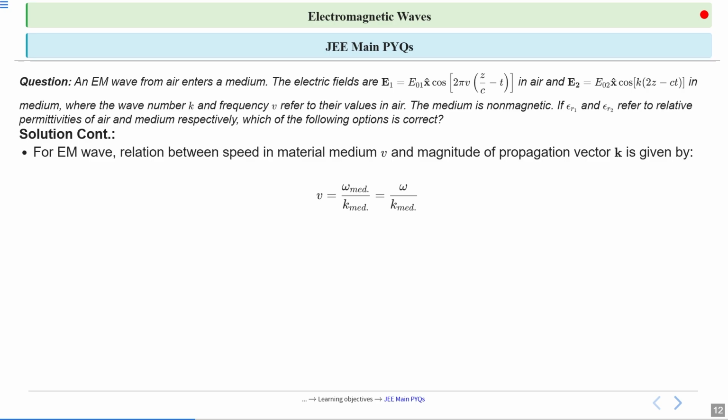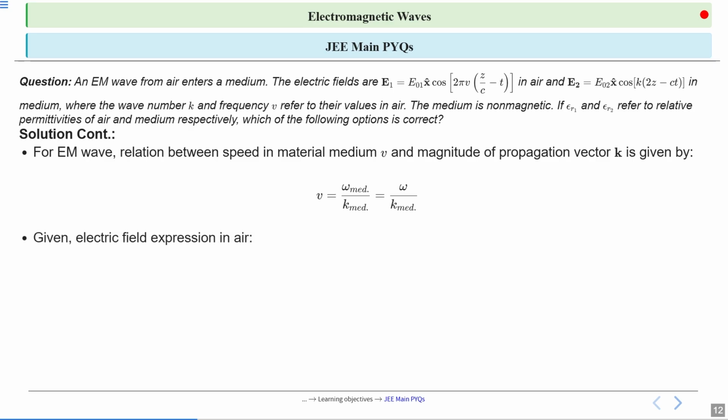Okay, so omega medium will be equal to omega because omega is equal to 2 pi nu, and nu will not change. We have discussed that when an electromagnetic wave enters any medium, its frequency doesn't change. That means omega will not change, so omega medium will be the same as omega. But the propagation constant, or wave number, will be different in the medium. So V, the speed of the electromagnetic wave in any medium, will be given by omega upon k medium.